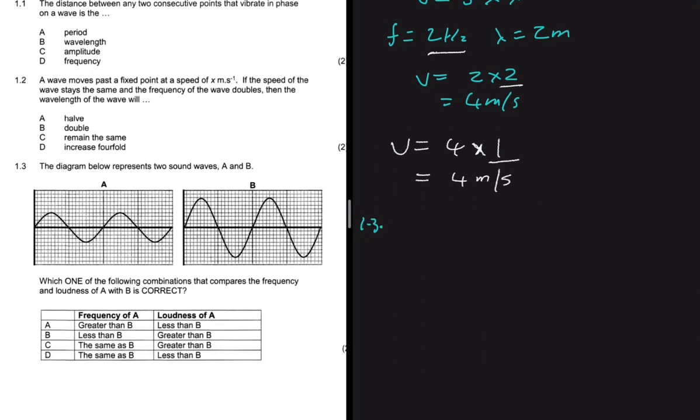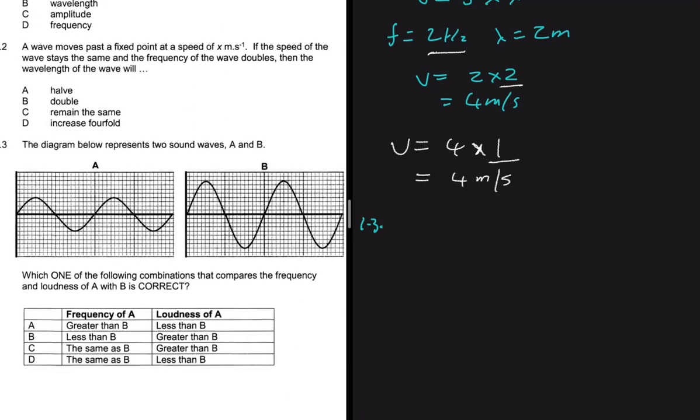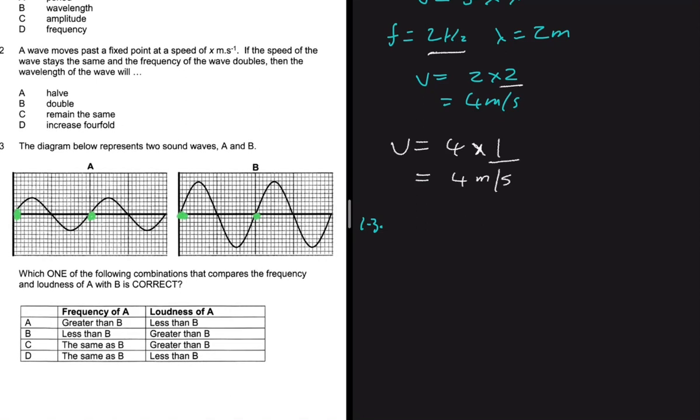1.3 says that the diagram below represents two sound waves, A and B. Which one of the following combinations that compares the frequency and loudness of A and B is correct? Let's look at option A. It says that the frequency of A is greater than that of B. So let's go on our sketch and see if that is true. From here to here, we have one completed wavelength, and from here to here, we have one completed wavelength.